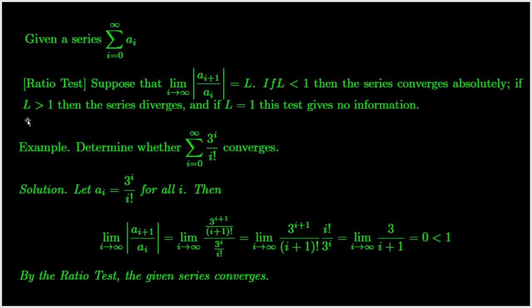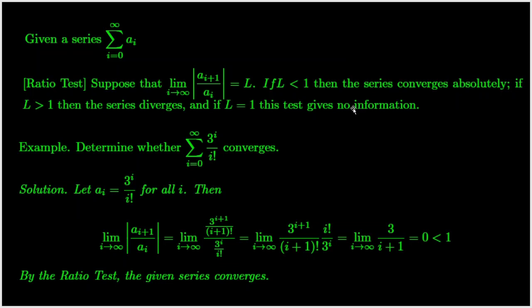And also if the value of L, the value of the limit, is greater than 1, then you can conclude the series is divergent. If the value of L, the limit, is equal to 1, it gives you no information. You cannot use the value equal to 1 to determine if the series is convergent or divergent.